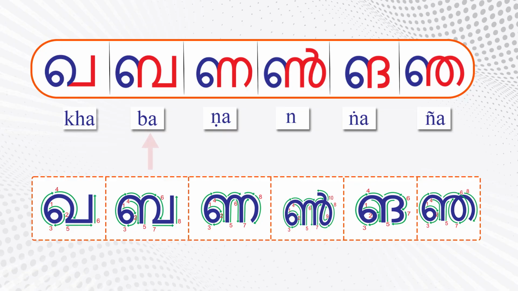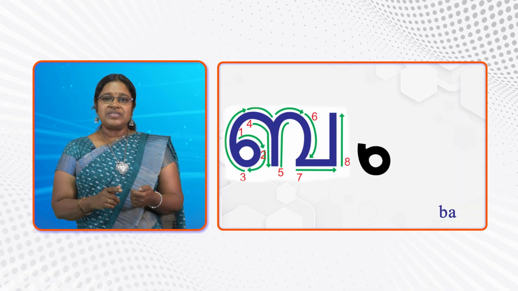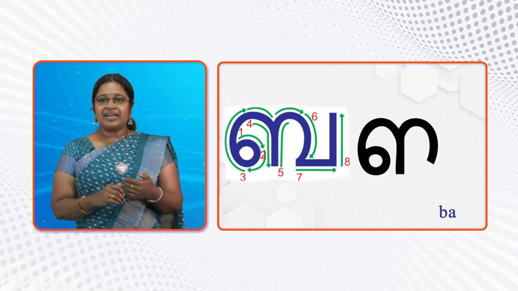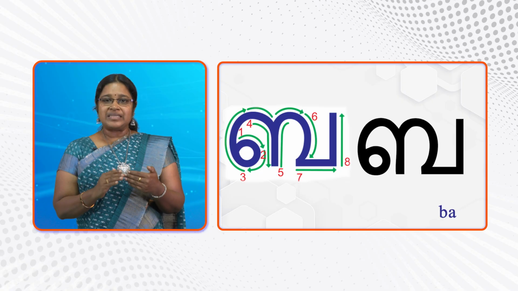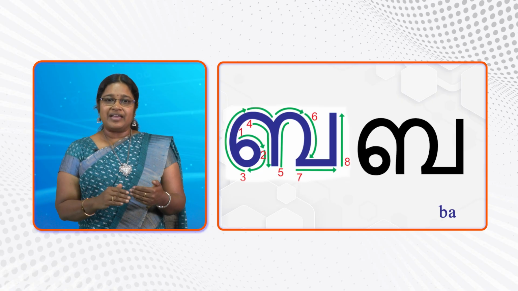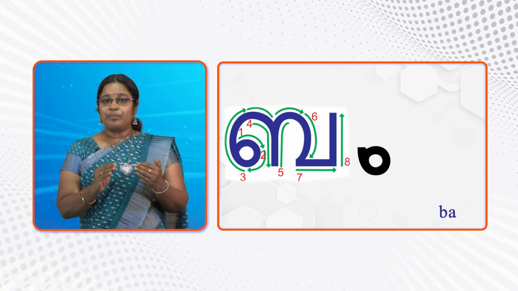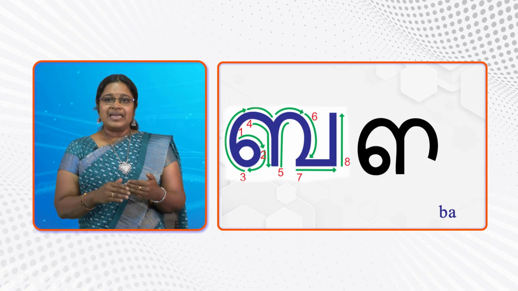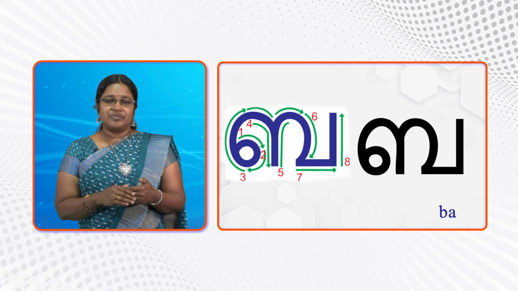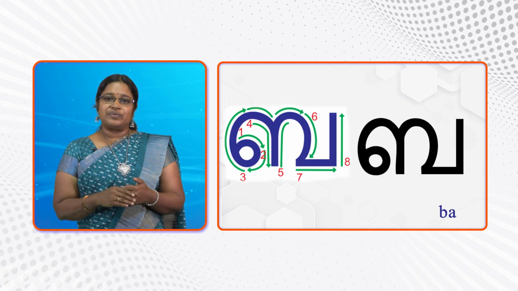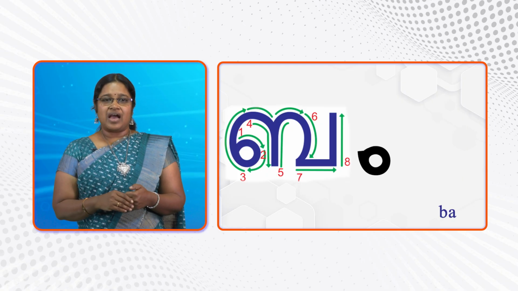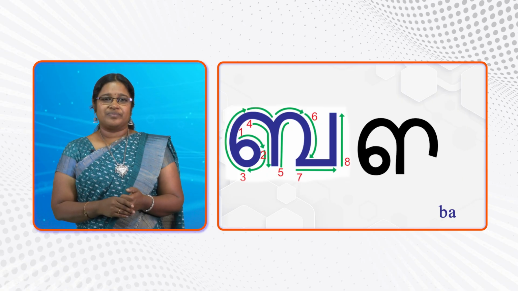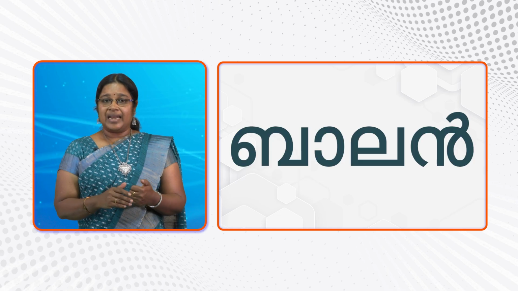Next letter is Ba. While producing this sound, the air current coming from the lungs stops by pressing the lower lip against the upper lip for a moment. Then it is released with a plosion. No air comes through the nasal passage. It has to be pronounced as Ba. Example word Balan. Let us go to the next letter.